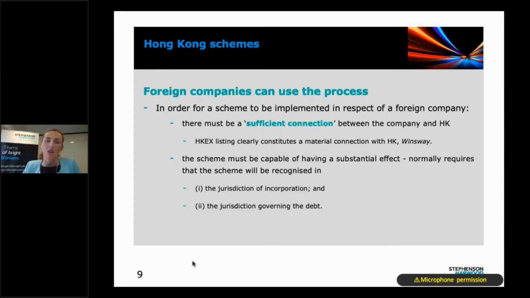And the court, in a case called Winsway, which I was involved with, indicated that a listing itself constitutes a material connection with Hong Kong. If there's debt governed by a foreign law, for example, US law governed debt, then the company would make a Chapter 15 application. That is a foreign recognition application in the US to make sure that the scheme's terms are approved there. So you have to look at where your debt is, as to where the appropriate place to do the scheme is, and then if you need to have it recognised anywhere.